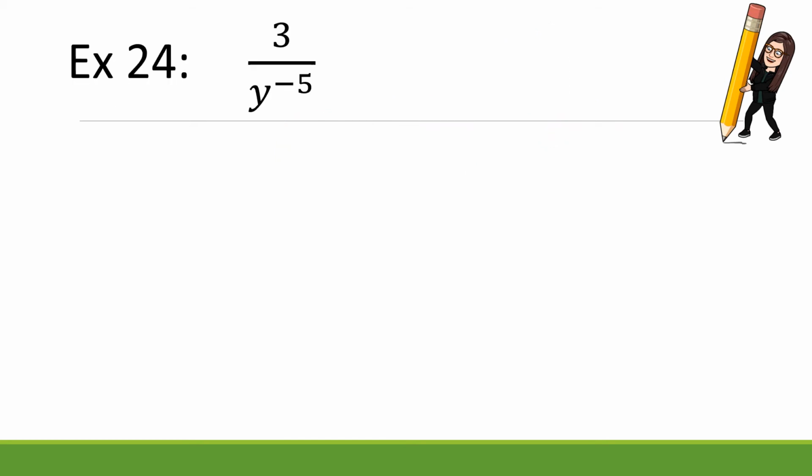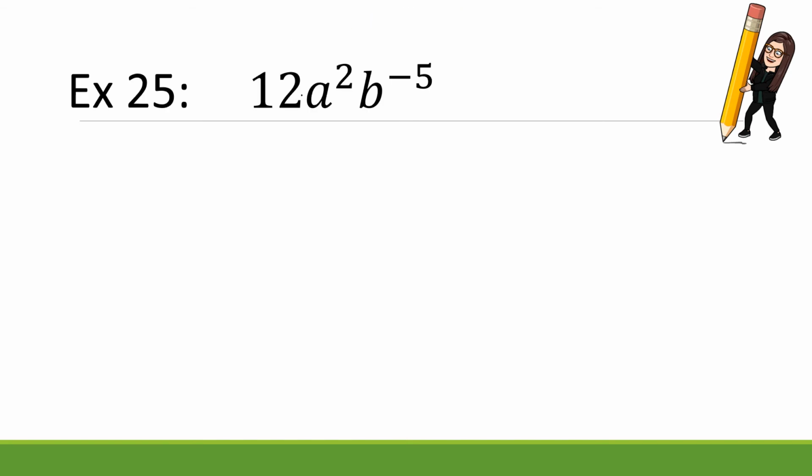Let's try another one. I've got my fraction. The 3 stays. Can't do anything with it. There's no exponent. It is what it is. Y to the negative 5th. Oh, well, it's a negative on the bottom, so how do I get rid of it? I kick it to the top. Whatever side it's on, you move it to the other side to make it positive.